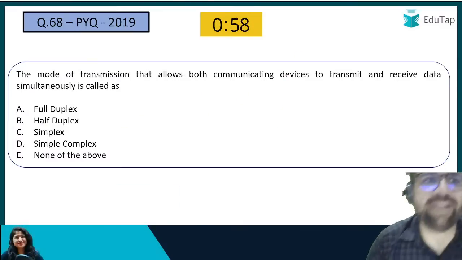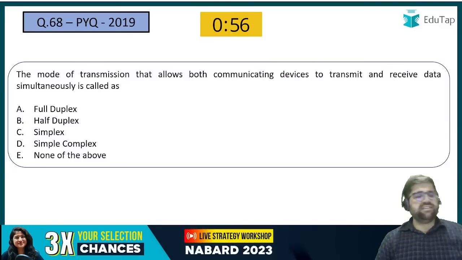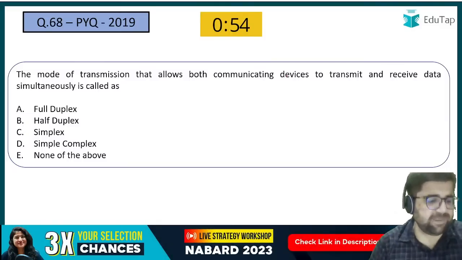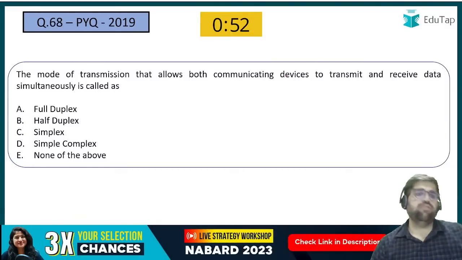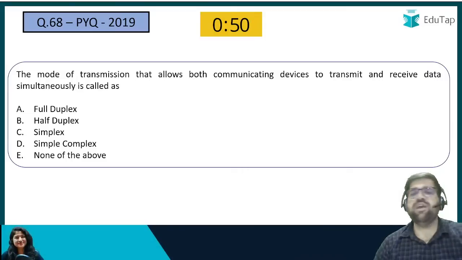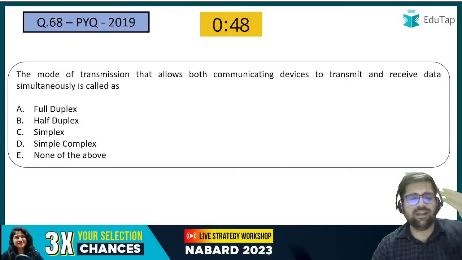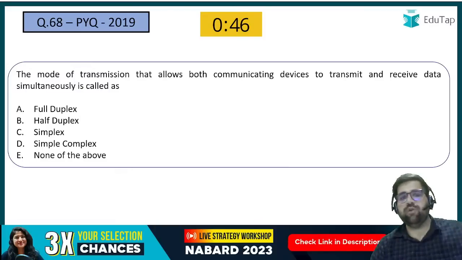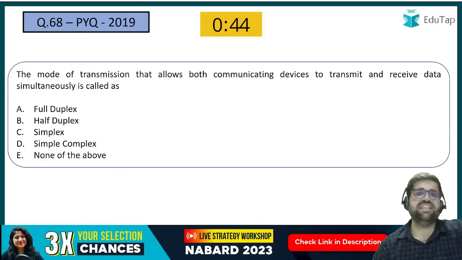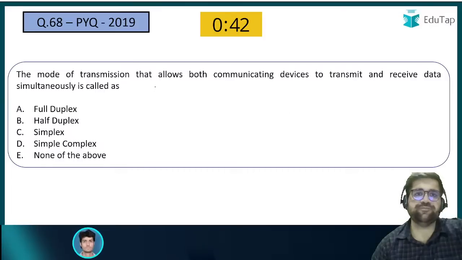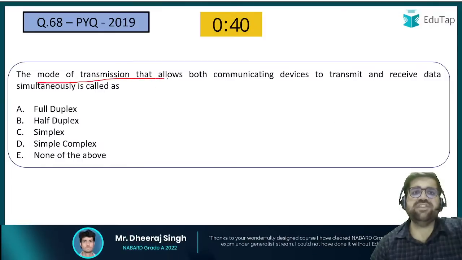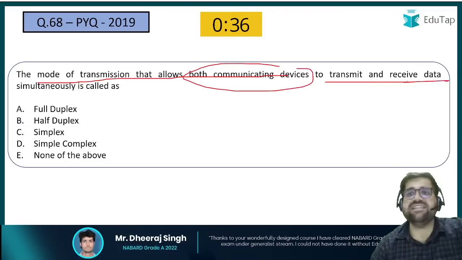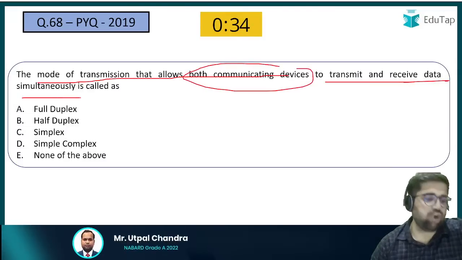Question number 68, again taken from your previous year questions of 2019. Let me see who addressed this particular question correctly, because if you are able to address previous year questions, it means you are on the right track. Cool? Chalo, question number 68. The mode of transmission that allows both communicating devices to transmit and receive data simultaneously is called what?